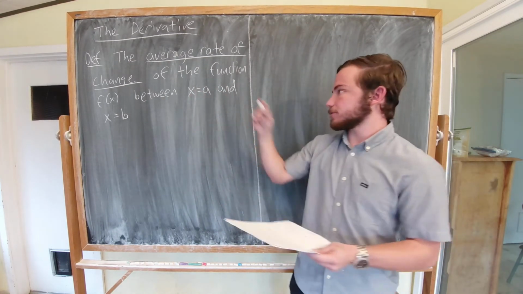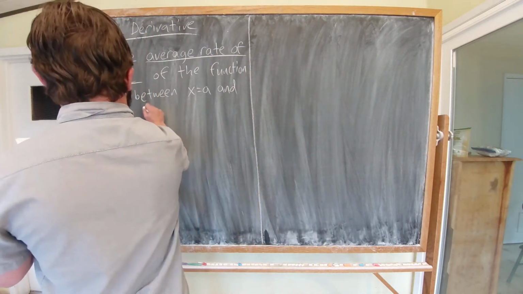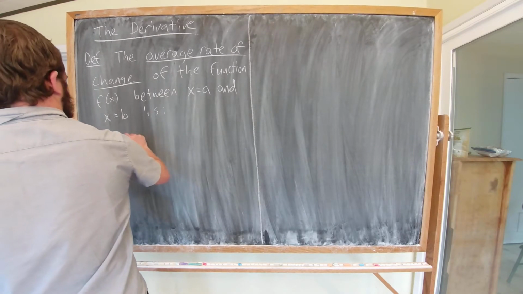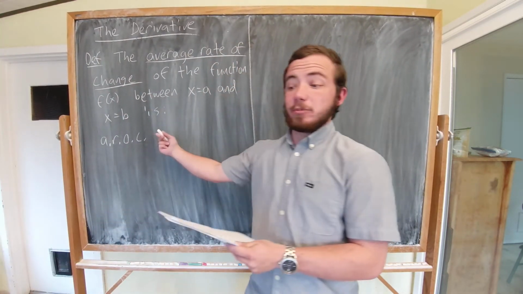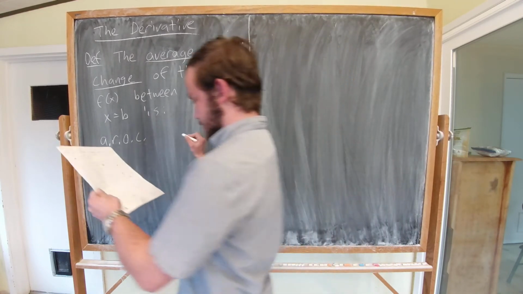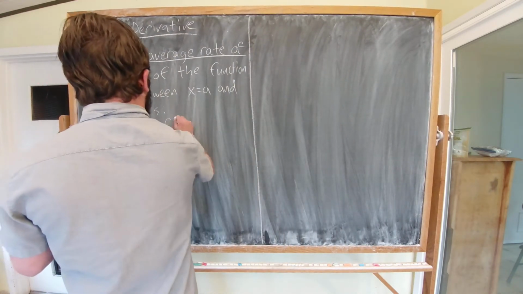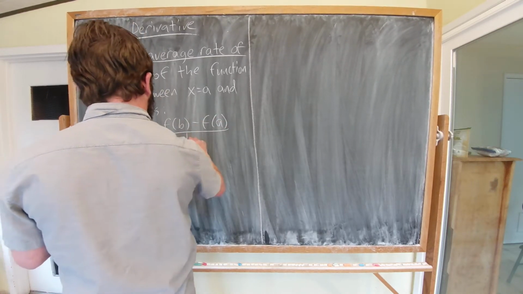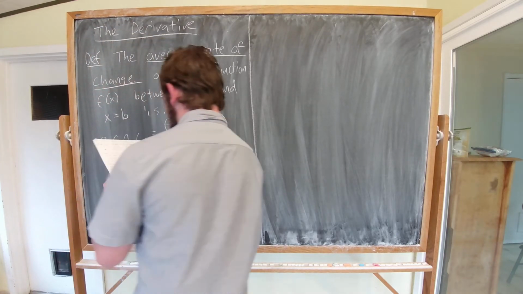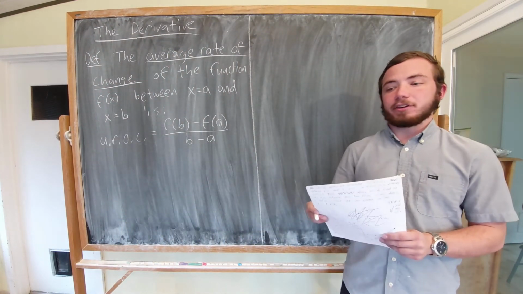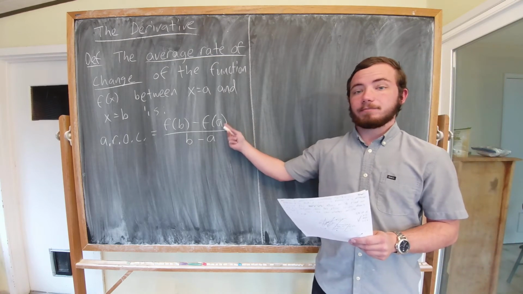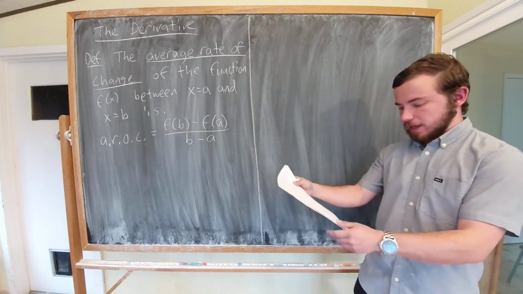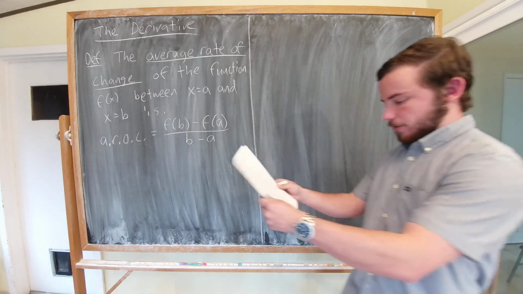So on a given region, how is the function changing? It's defined as the average rate of change, which I'm just going to abbreviate from now on as AROC, is equal to f of b minus f of a over b minus a. And this might look kind of familiar to you. Change in y over change in x. So this looks awfully like the equation for a slope of a line. And that's actually exactly what is going on.